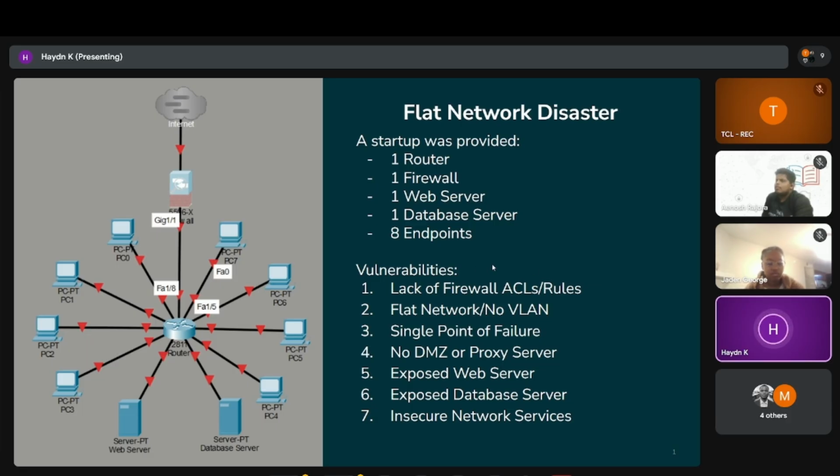So yeah, we can see that this is a really insecure setup. And I mean, assuming that everything is default configurations, we can see that this would only get more insecure, especially if those default configurations are things like default passwords.